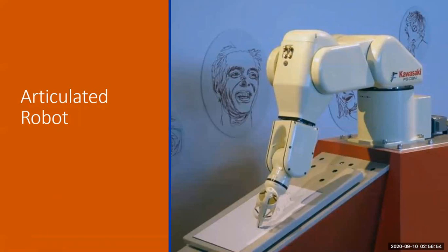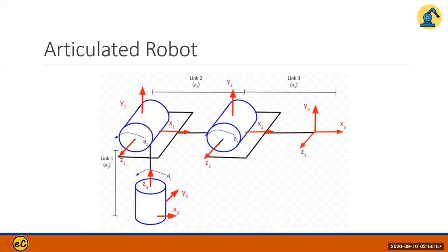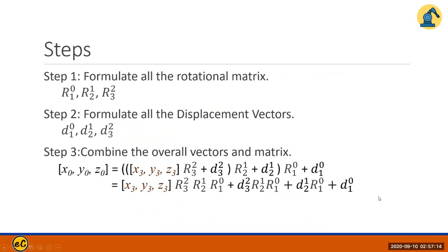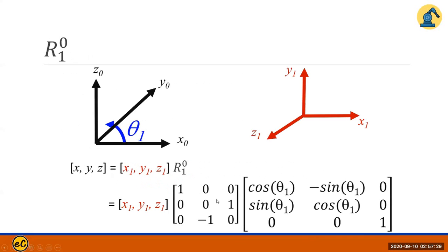Now, next one is the articulated robot. An articulated robot will combine the displacement and also the rotational angle. So like this one, we first should formulate all the rotational matrices, and then we formulate all of the displacement vectors. Then we have the combination of all vectors and matrices, and we can formulate it like this. So first one, we have the rotational matrix of frame 1 versus frame 0 by the angle theta 1.